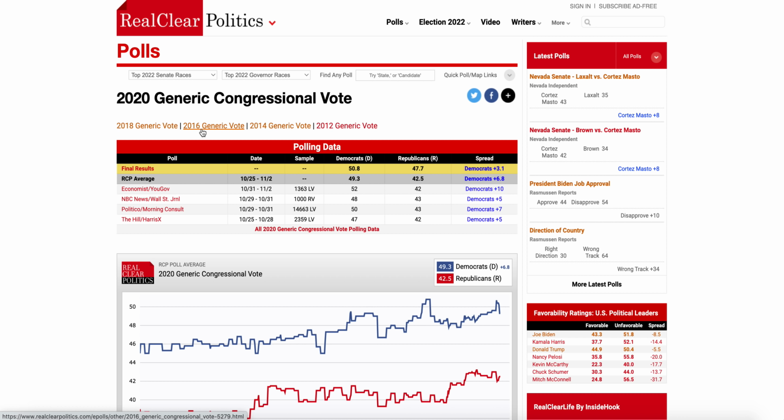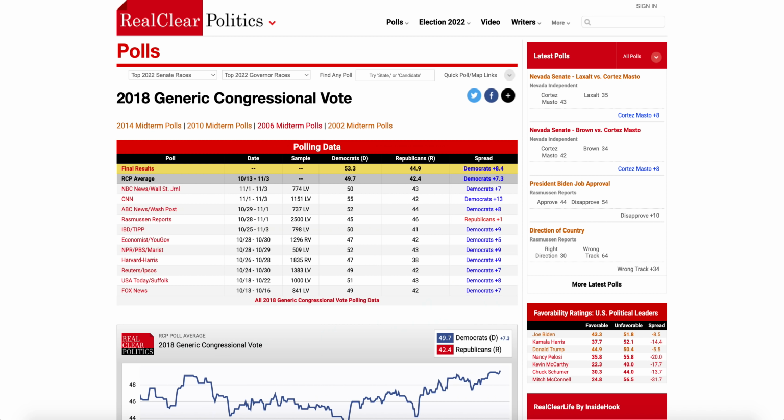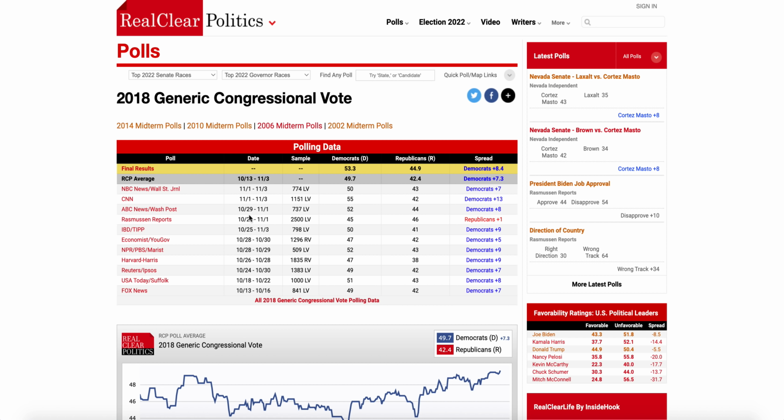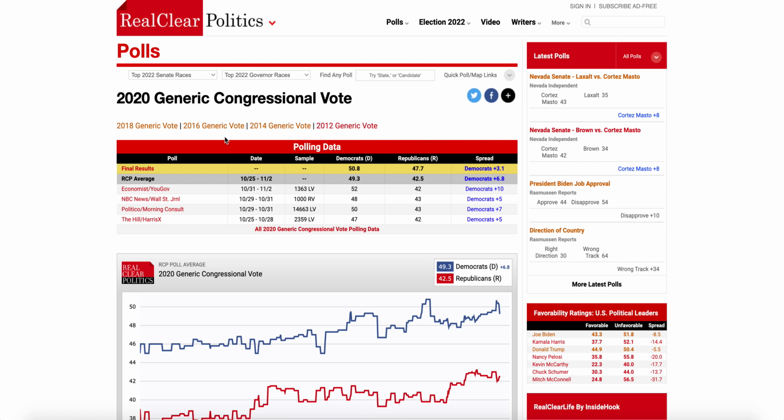What you'll find here is that the Democratic Party was up about 7 points nationwide in 2018. In 2016, they were up a point nationwide, and they lost the popular vote. In 2018, they actually won by more than the polls predicted. And then in 2020, they ended up underperforming by about 4 percentage points nationwide.